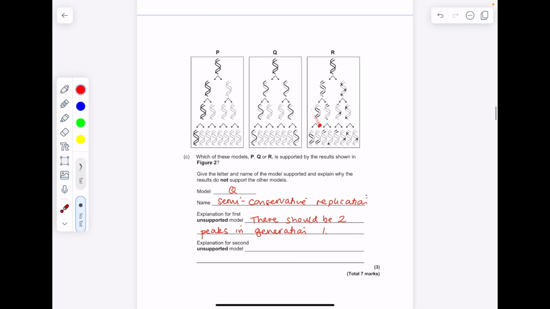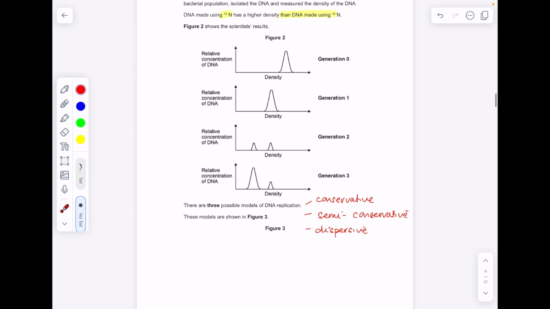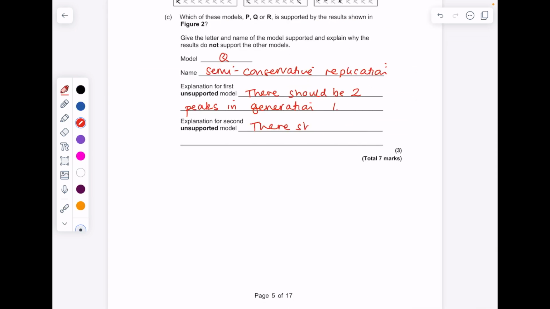And why is this model not supported by the results? Because in this dispersive model, you'd expect many more peaks in the 2nd and 3rd generation, which we don't have.